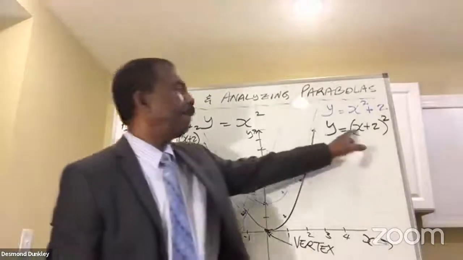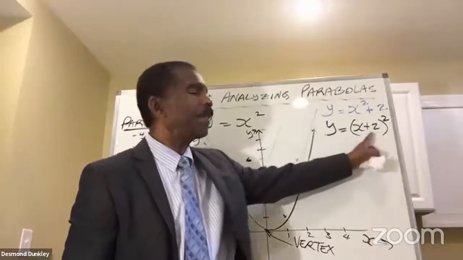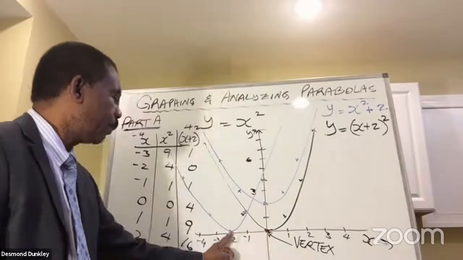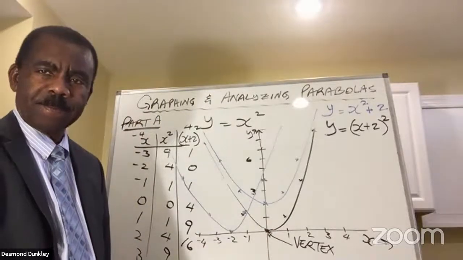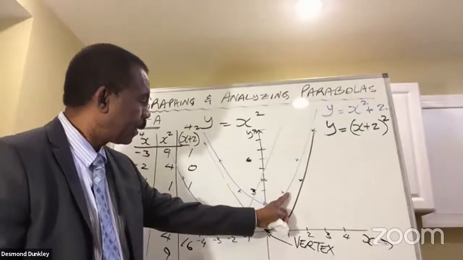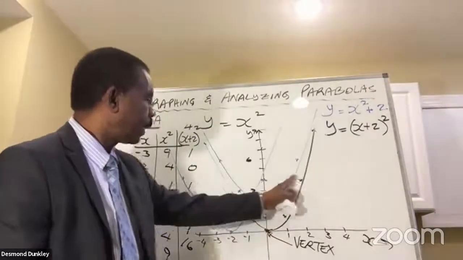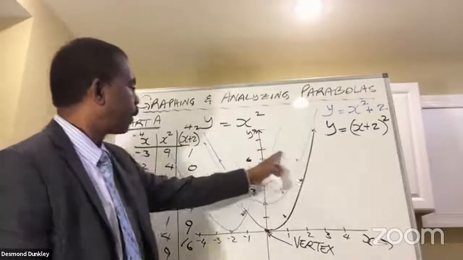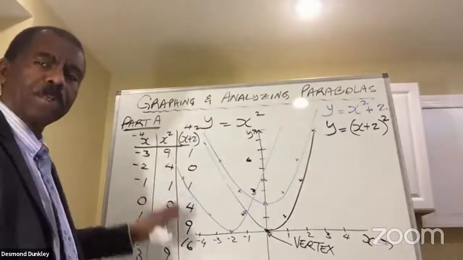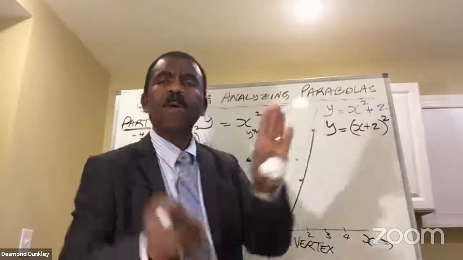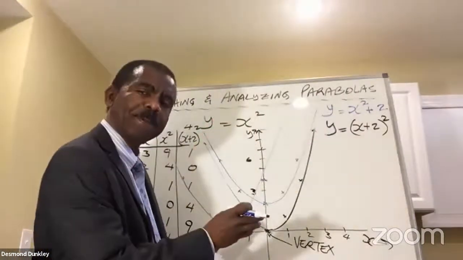So by putting a positive 2 inside the parentheses, it's caused our vertex to go 2 to the left. So every point shifts to the left. This point here goes 2, this point here goes 2, so all the points shift 2 units to the left. So notice, adding 2 causes our graph to shift 2 to the left.